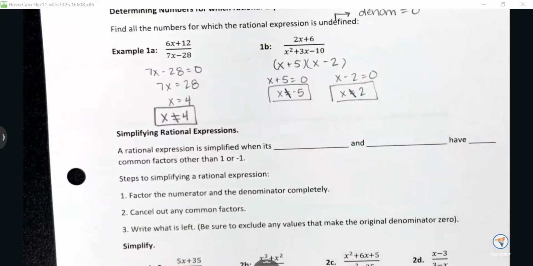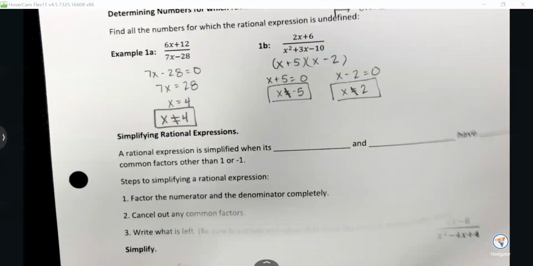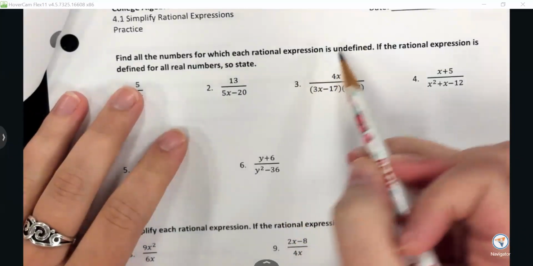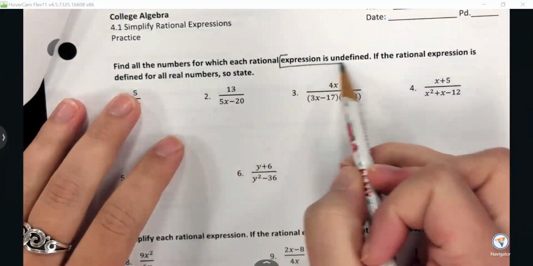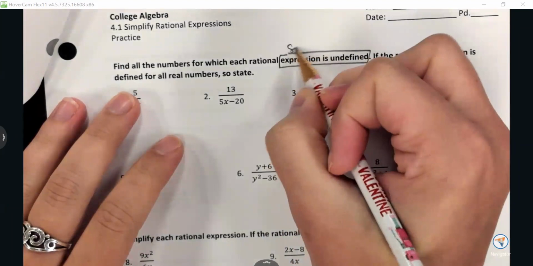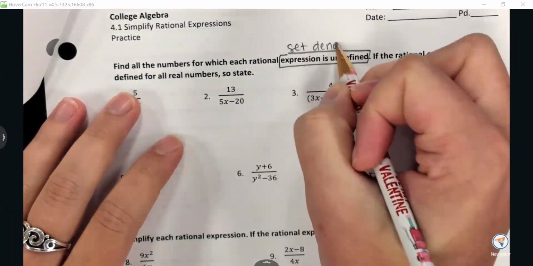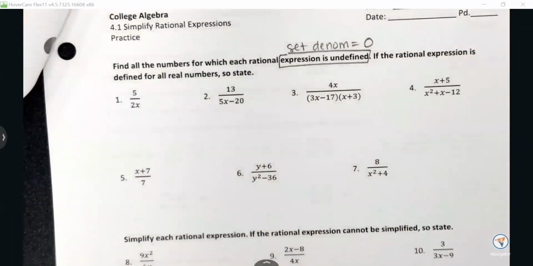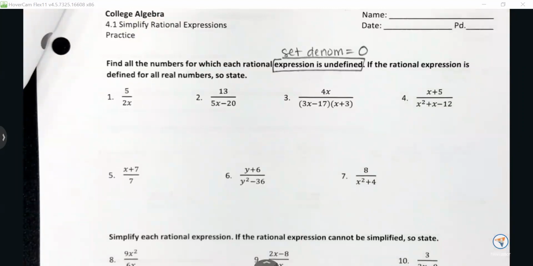So I want you to practice finding when the rational expression is undefined. All that means is set the denominator equal to 0 and find out what x cannot be. Okay, so while I take attendance, everybody should be working.